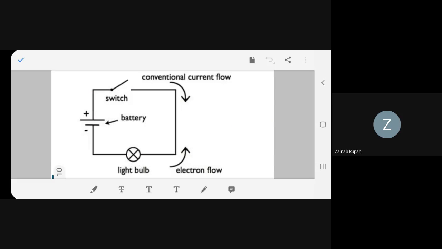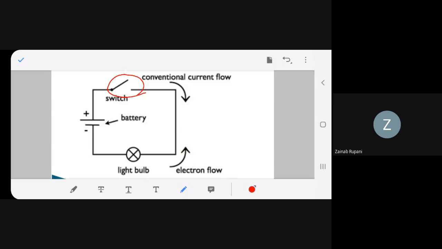Second, I will take it as, what is this? Bulb. Then you can see this switch. What is it? Switch. Please put off your mic.